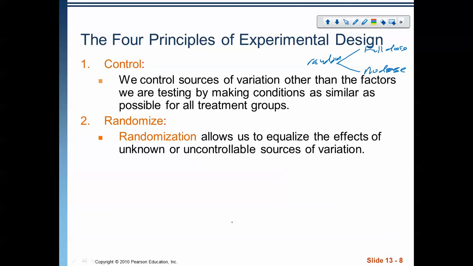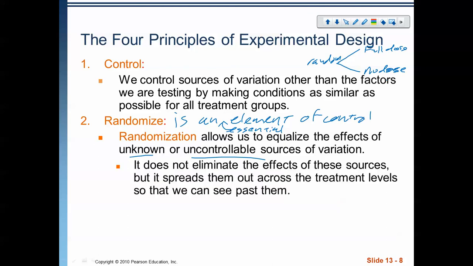So randomization is an element of control, right? In fact, it's an essential element of control. I should put that essential word in there, right? It is an essential element of control because it allows us to control unknown or uncontrollable sources of variation. We can do our best planning to control things, but there will always be factors outside of our control or that we just flat out don't know about. Randomization takes care of those things.